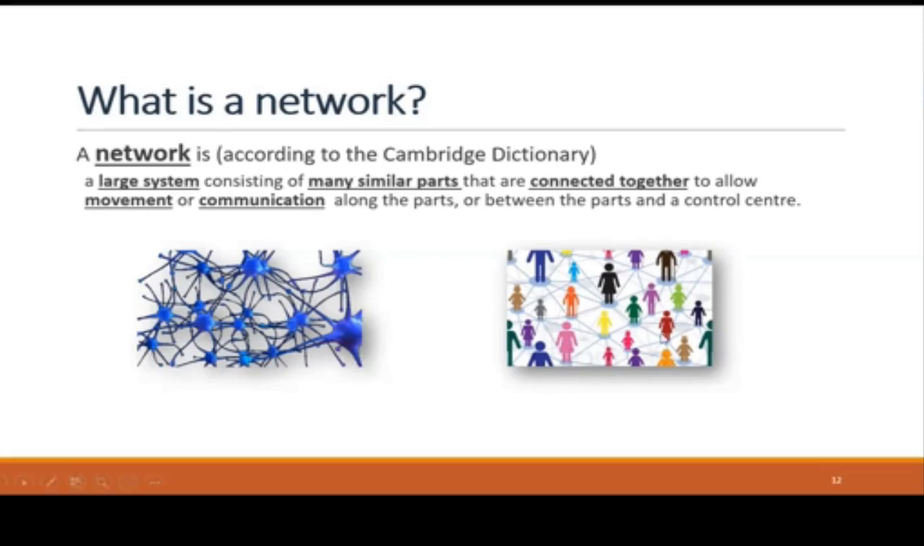So this is, students, basically a network, right? You don't have to think about the computer network. Wireless, wired, and all those things come with the computer network. But if we just focus on a network, what is a network? It's a large system. It has many similar parts. All these parts are connected together, and it allows movements or communication. So these four points you have to keep in mind. Okay, I think it's clear.